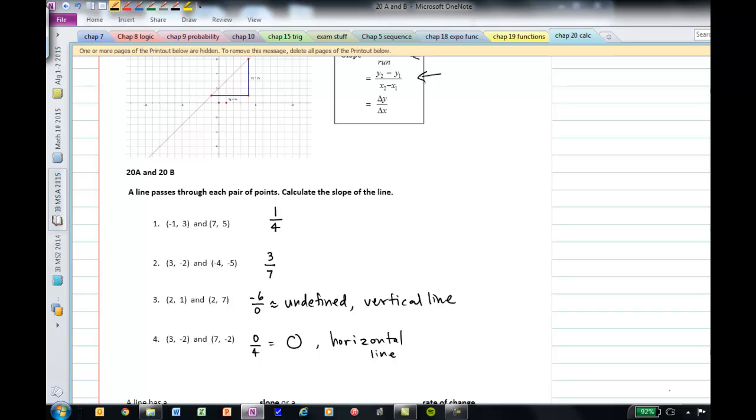Once you solved the problems, you should have gotten a slope of 1/4 for number 1, a slope of 3/7 for number 2. For number 3, you should have gotten an undefined slope, which, just as a reminder, that means you have a vertical line. And for number 4, you should have gotten 0, which, just as a reminder, means that you have a horizontal line.